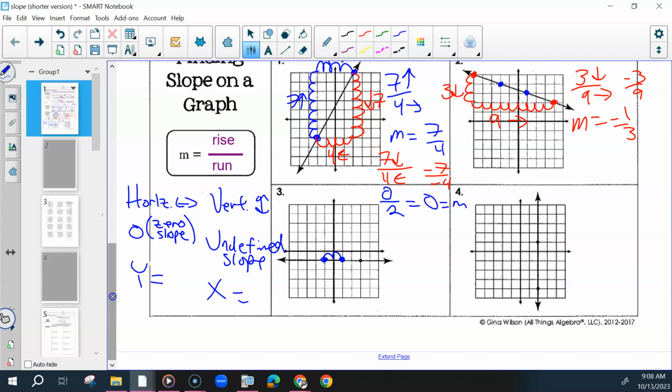So then what would the slope for number 4 be? 0. Oh yeah, undefined. Undefined. Do we have questions on how to find the slope from a graph?